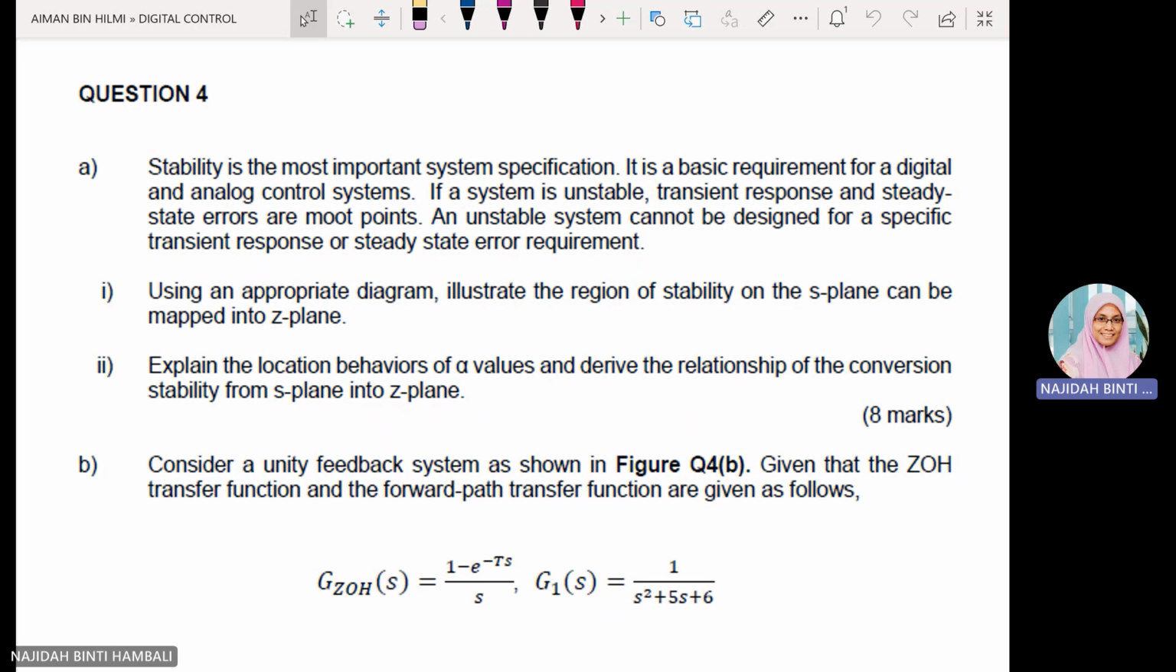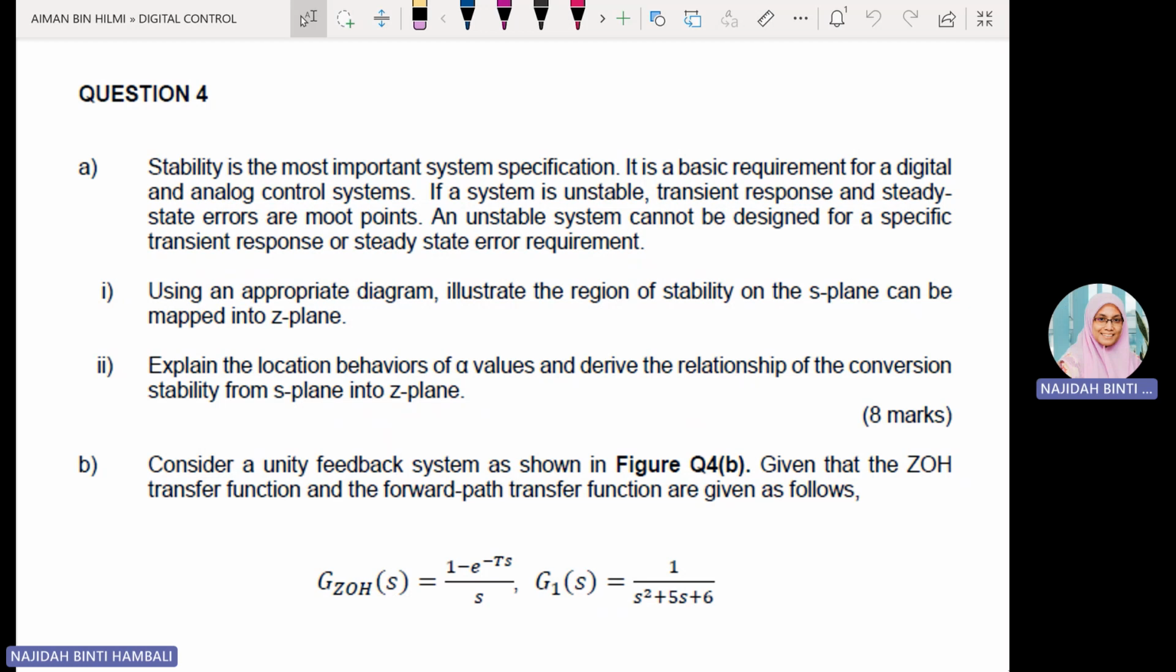Dia cerita pasti. And then the first question, using an appropriate diagram, illustrate the region of stability on the S plane can be mapped into Z plane. Yang tadi itulah. Okay. So siapa yang ada pen color-color bolehlah buat shaded tu and then explain based on, okay, yang tu lukis dulu shaded area. Yang tadi explain shaded area, stable belah kiri, unstable belah kanan. Kalau Z plane, you kena buat unit circle. Yang dalam tu ialah you buat shaded area.